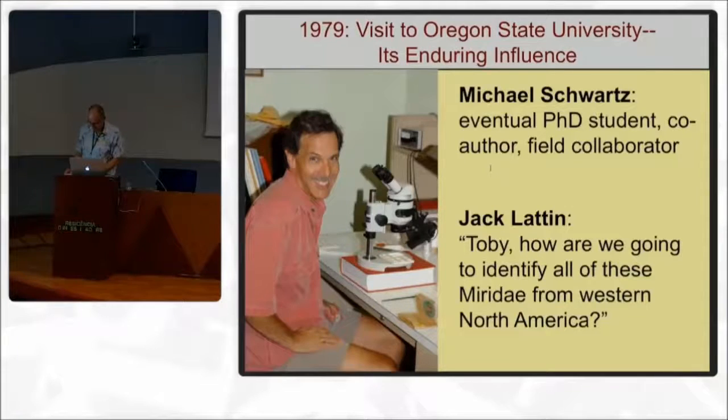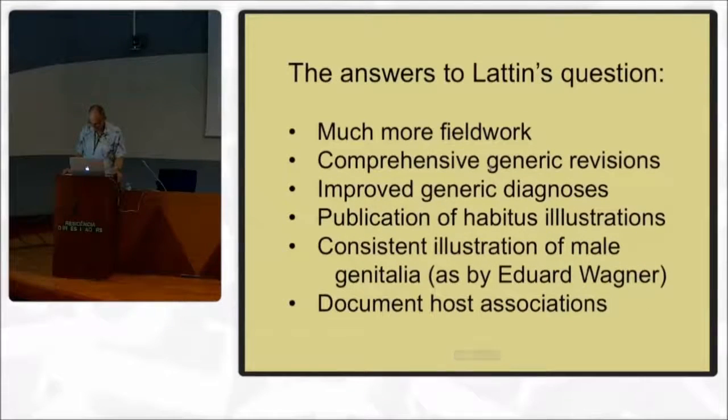And this decision was influenced by a simple question put to me at the time by Jack Lattin, which you see quoted on the lower right. He said to me, "Toby, how are we going to identify all these Miridae from Western North America?" I had now realized that the situation in Western North America was little different than the one I'd encountered in South Africa as a graduate student, and then the answer to Lattin's question had several parts. Among them are the following.